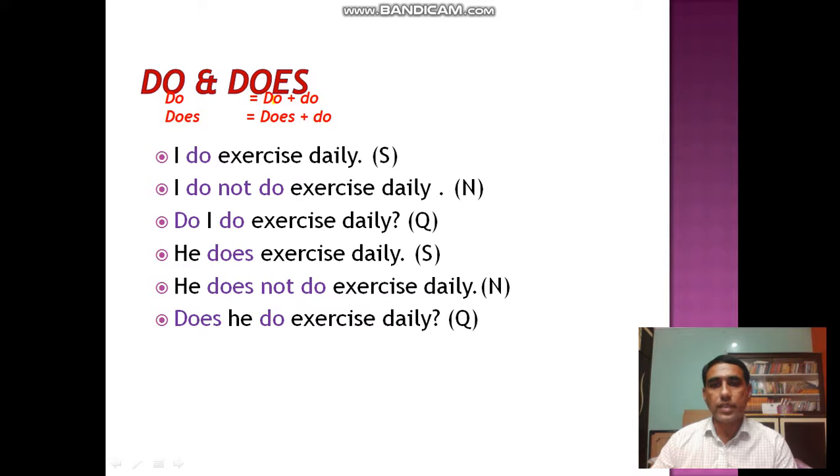I do exercise daily. Here do is the V1. Then I convert into do plus do. I do not do exercise daily. It is negative. For question, do I do exercise daily? This is question. How I use 2 times do here. In these 2 sentences, the first 2 do's are helping verbs, but these 2 are the main verbs.